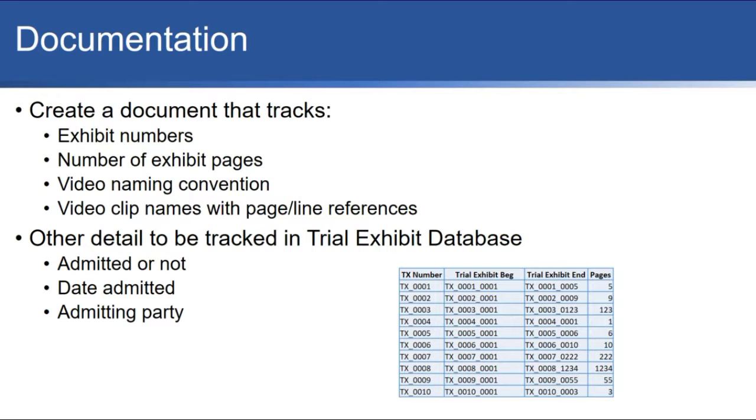So you want to create a document that tracks the exhibit numbers, number of exhibit pages, your video naming conventions, video clip names with page line references. You also want to track in your trial exhibit database whether an exhibit has been admitted or not, that date, and the admitting party. I think that's the bare minimum. There's all sorts of other things you can track, but I think I would start here and find out what works with your team.